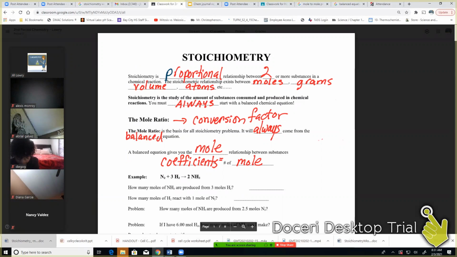So if I have this equation right here for ammonia, NH3 is ammonia. It takes nitrogen and hydrogen to make ammonia. Those coefficients tell me how many moles I have of everything. So I'm going to kind of write that off to the side. So I have 1 mole of nitrogen because the nitrogen doesn't have a coefficient, so we assume it's 1. For hydrogen, I have 3 moles of hydrogen. And for ammonia, I have 2 moles.